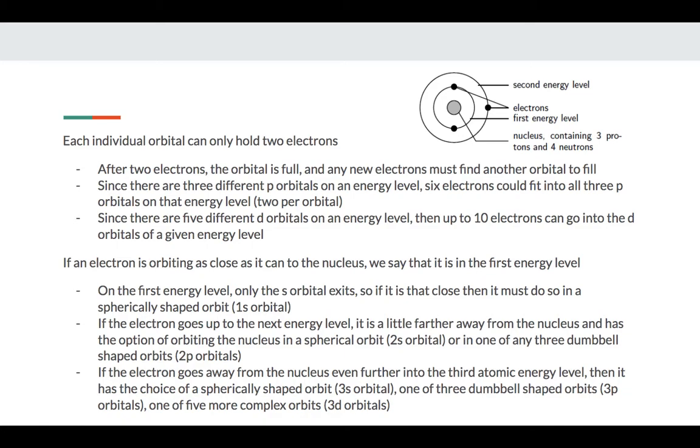Now, if the electron goes away from the nucleus even further to the 3rd atomic energy level, then it has the choice of a spherically shaped orbit, the 3s orbital, one of the 3 dumbbell-shaped orbits, the 3p orbitals, or one of 5 more complex orbitals, the 3d orbitals.